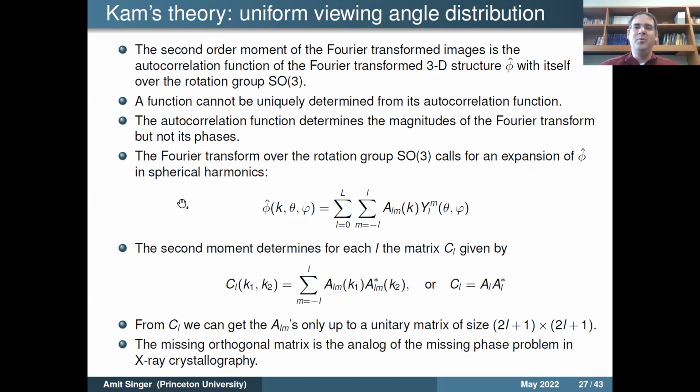Now, for those of you who worked on the phase retrieval problem, and I know that in the audience there are at least some of you who've looked at phase retrieval very carefully, I would just say there are lots of interesting connections between the missing phase problem in X-ray crystallography and the missing phase problem that comes from Kam's method.